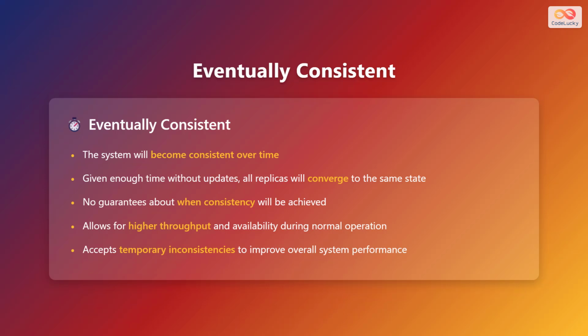Finally, let's understand eventually consistent. Eventually consistent means that the system will become consistent over time. Given enough time without any further updates, all replicas will converge to the same state. However, there are no guarantees about when this consistency will be achieved. This approach allows for higher throughput and availability during normal operation. It accepts temporary inconsistencies to improve the overall system performance. The system ensures that if you stop making updates to the data, at some point, all accesses to that data will return the latest updated value.